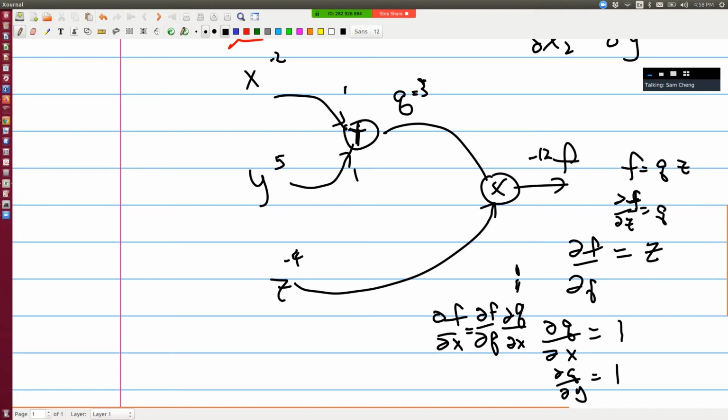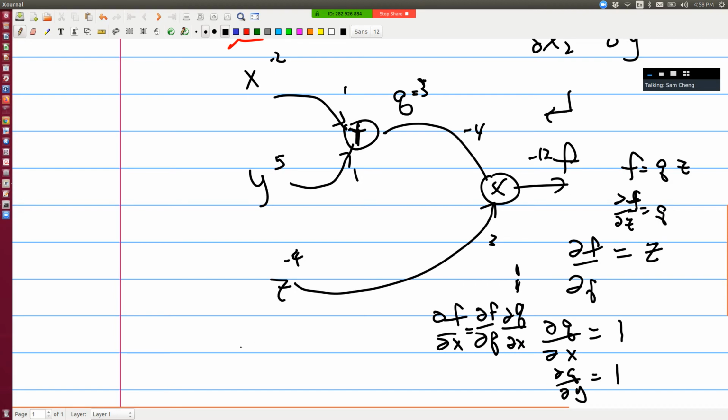And at the same time, I can also compute the local derivative of the output with respect to the inputs. So then partial F, partial Q is just Z, so therefore it's -4 here. And partial F, partial Z is equal to Q, which is just 3 here. So now I can go backward. Going backward, I can pass back 1 first.